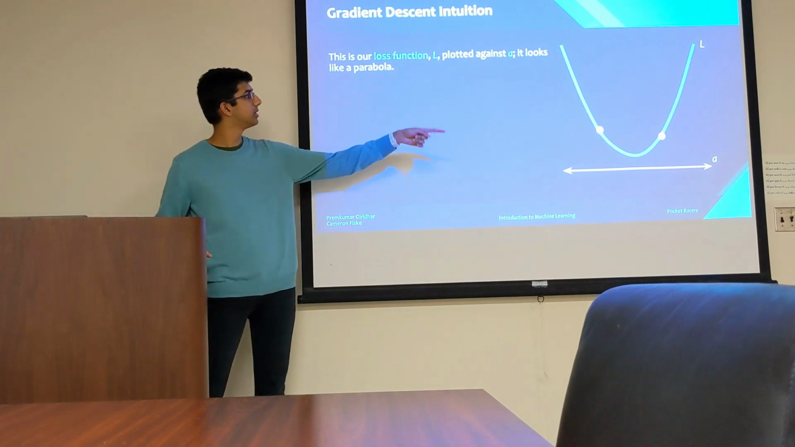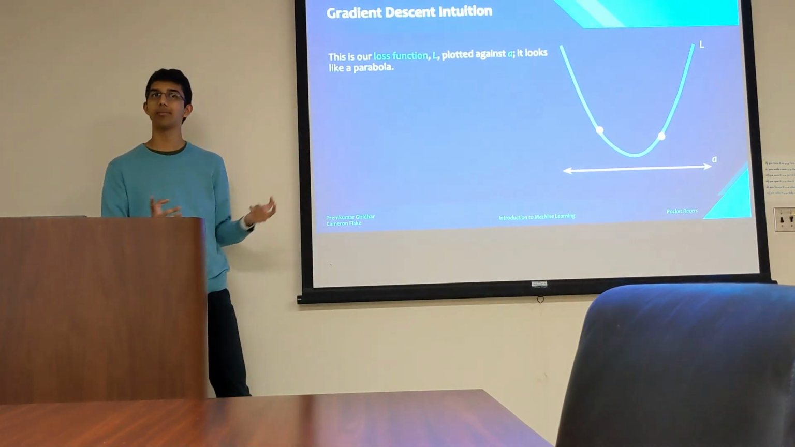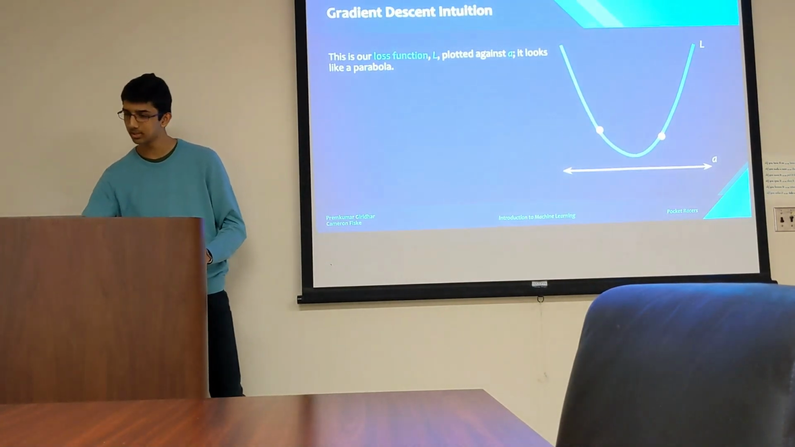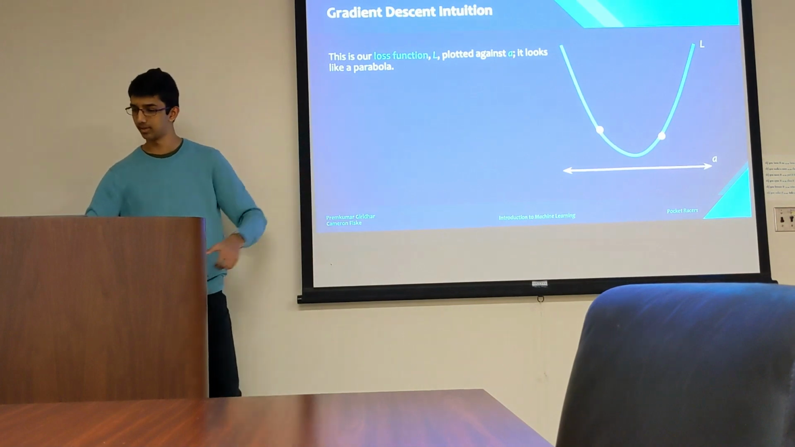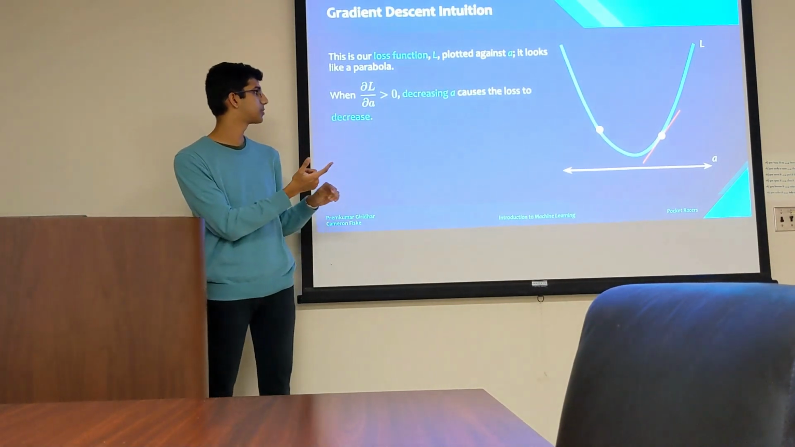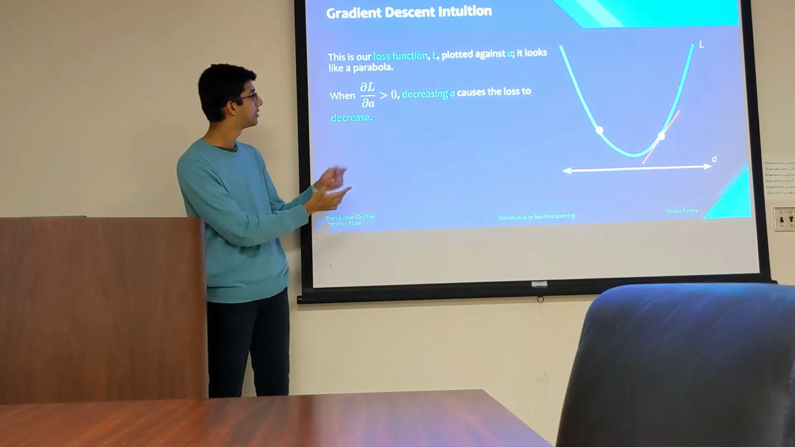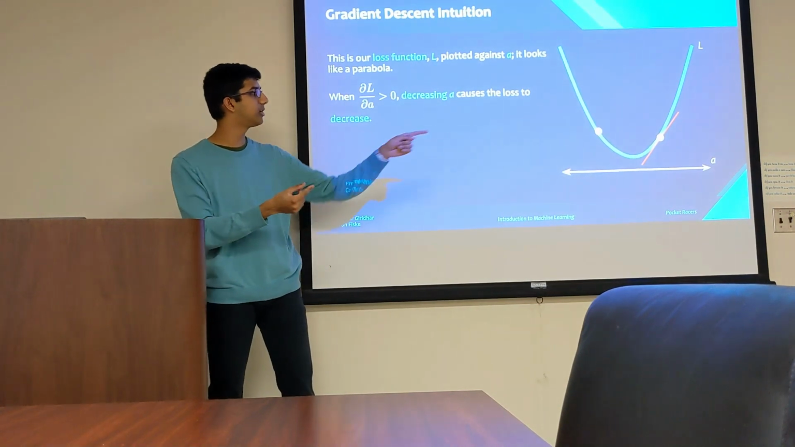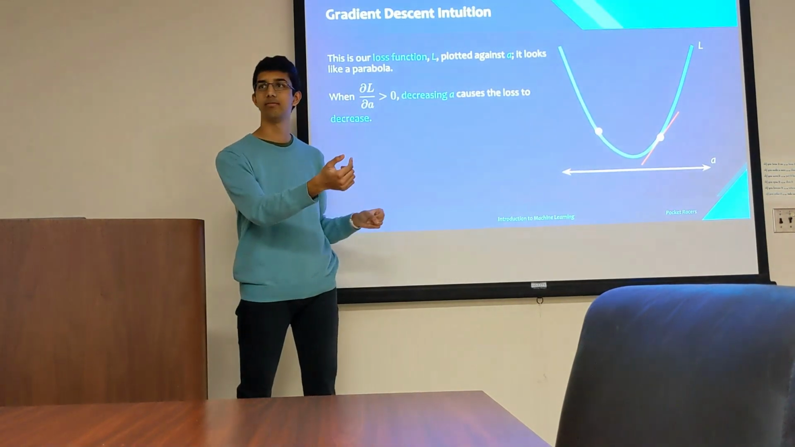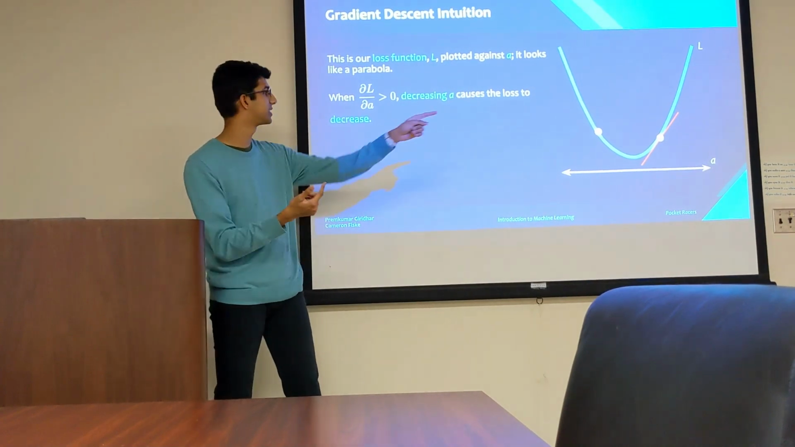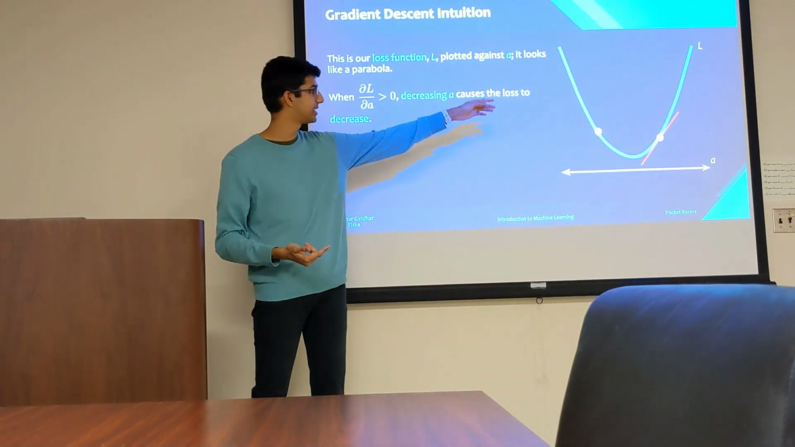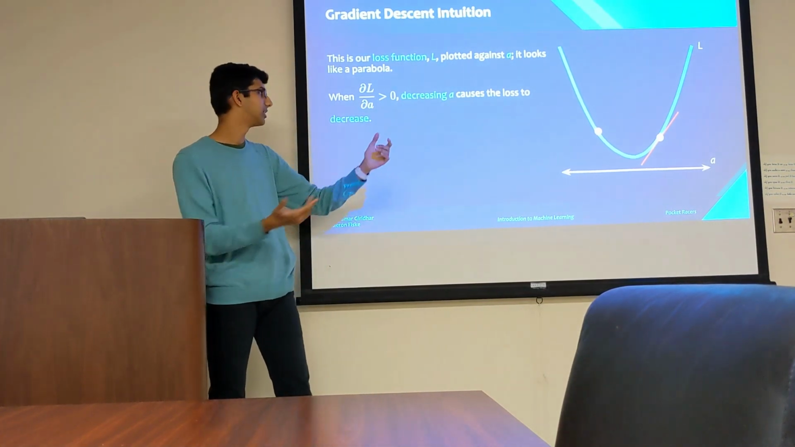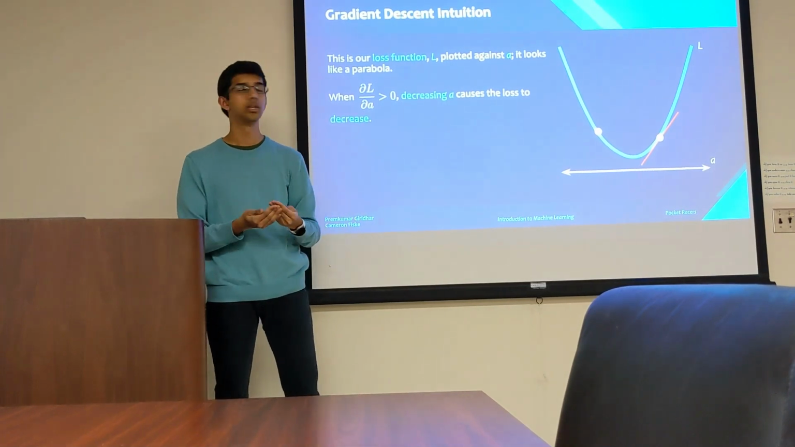So this is our loss function plotted against a for starters. It looks like a parabola because the mean squared error function has a square in it that makes it a parabola. We've just added 2 points on it. When the partial derivative with respect to a is greater than 0, which is that point on the right, that means that if you decrease a, so if you move a further to the left, it causes the loss to decrease. As you can see, the minimum loss value is right down the middle of the parabola. If you decrease a by going towards the left, the loss decreases, which is what we want.